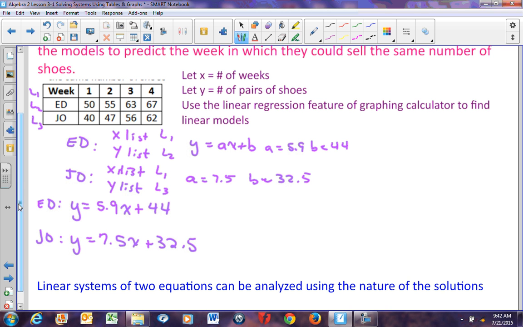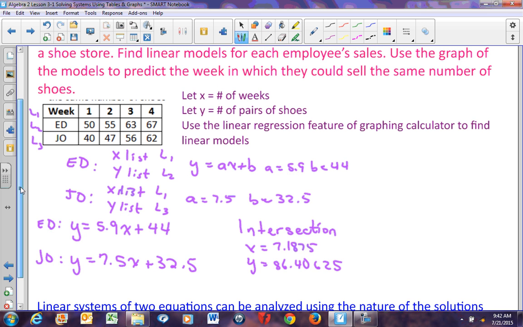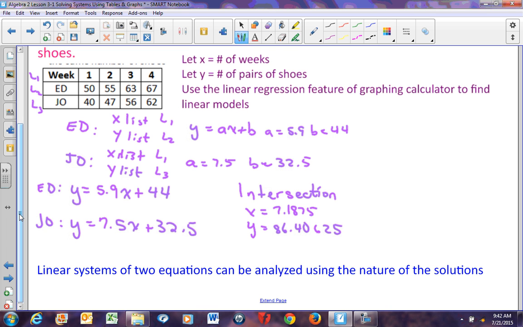And it's going to put in your calculator that the intersection is x equals 7.1875 and y equals 86.40625. So there's your intersection of those two numbers. Okay. So to solve the problem, it says use the graph of the models to predict the week in which they could sell the same number of shoes. So you're somewhere after the 7th week, because x is the number of weeks, so you're into the 8th week. So they will sell the same number of shoes in the 8th week.